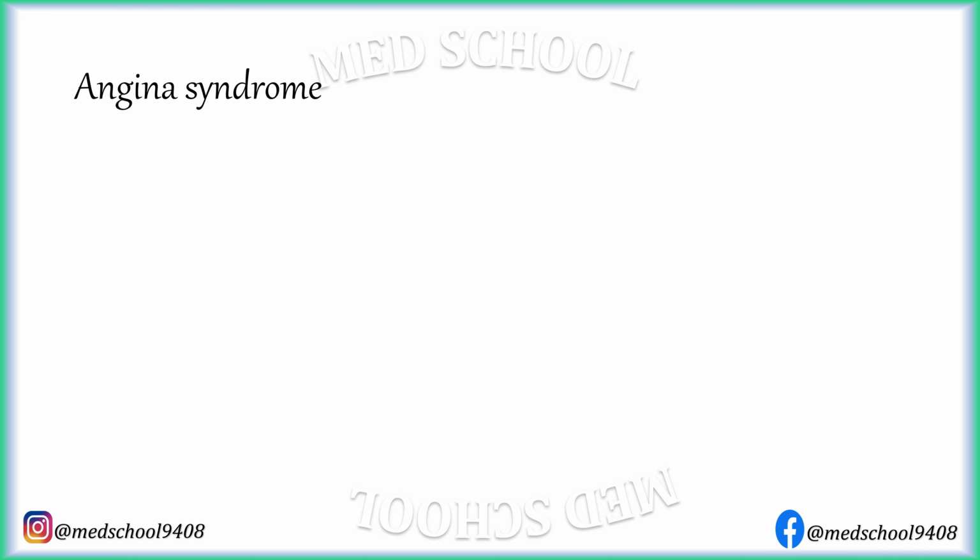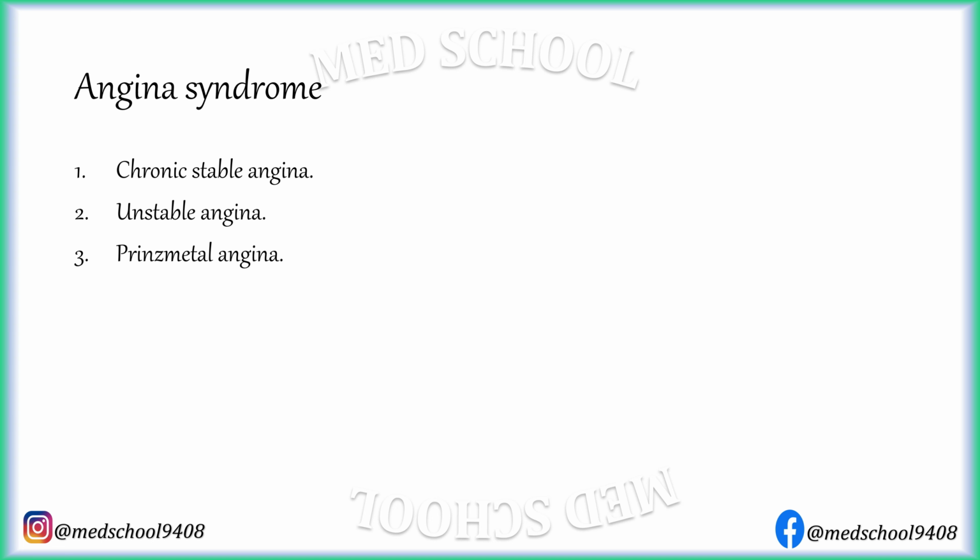Angina syndrome consists of three entities: chronic stable angina, unstable angina, and Prinzmetal angina. Clinical features in each of these are similar and present with chest pain, sweating, uneasiness, palpitation, etc. There is a separate video on unstable angina on this channel. Let's discuss chronic stable angina and Prinzmetal angina.